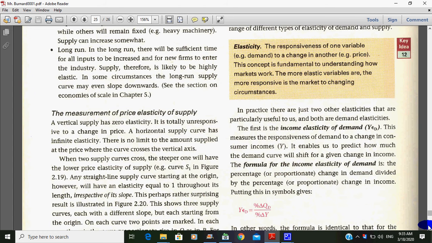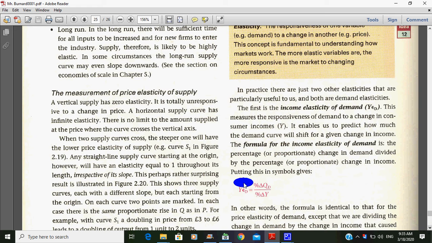Putting this in symbol form, you have a percentage change in quantity demanded divided by what? Percentage change in income. Please write this down. Please know this formula for the exam. Remember, it is a percentage change or proportionate change in demand divided by what? The percentage or proportionate change in income.